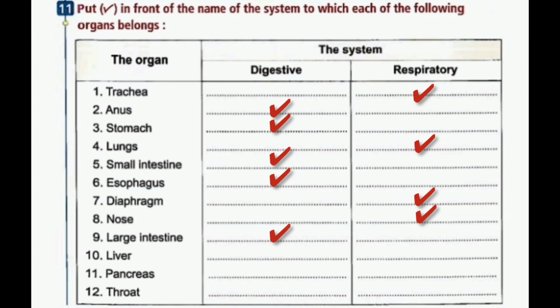Number 10, liver. Liver belongs to the digestive system. Number 11, pancreas. Pancreas belongs to the digestive system. The last one, number 12, throat. Throat belongs to the two systems. So throat belongs to the digestive system and the respiratory system.